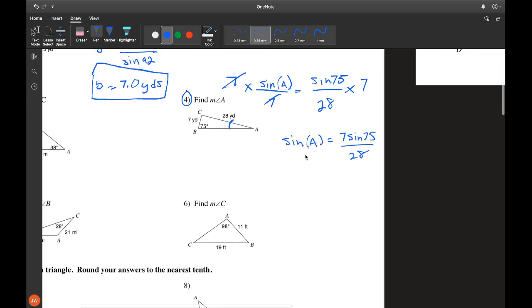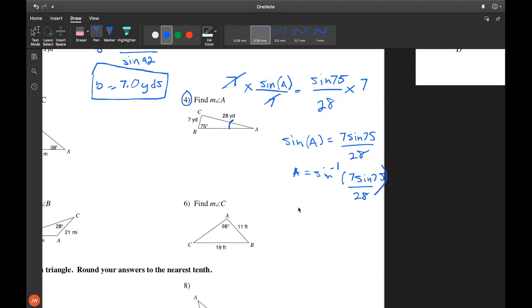Okay, now the last step we're going to have to do is there's a sine on A, so we're going to need to move that to the right side. And in order to move it to the right side, you're going to make it sine inverse. So sine inverse of 7 sine 75 divided by 28.